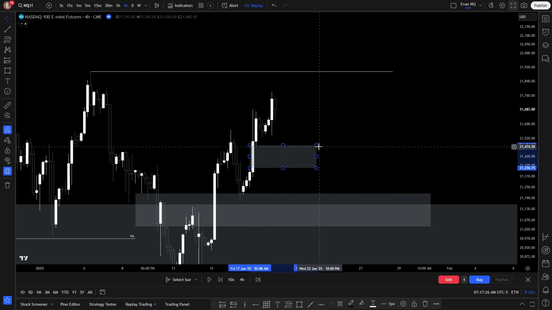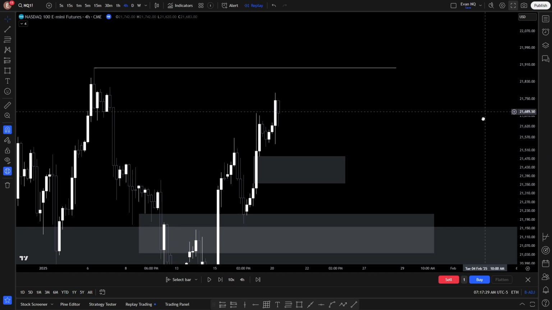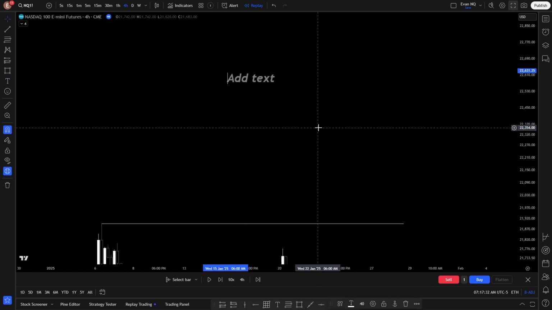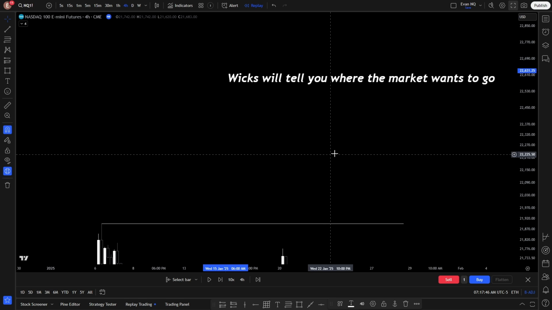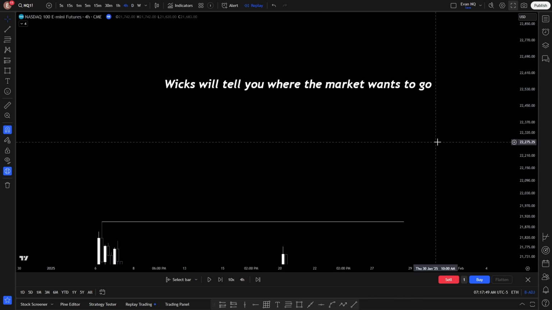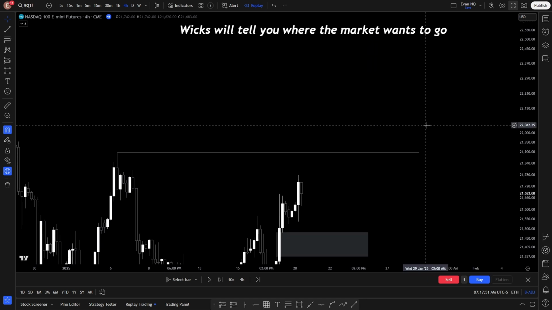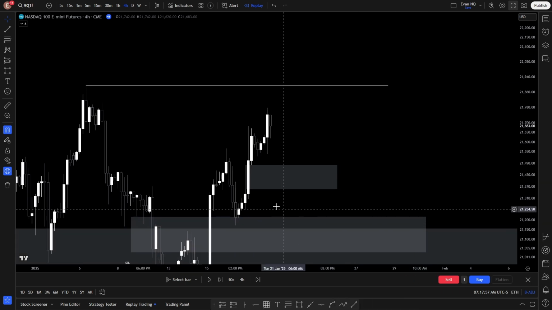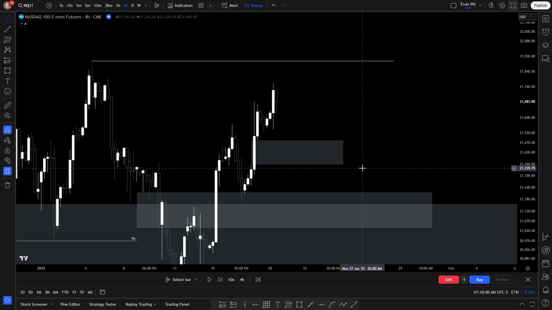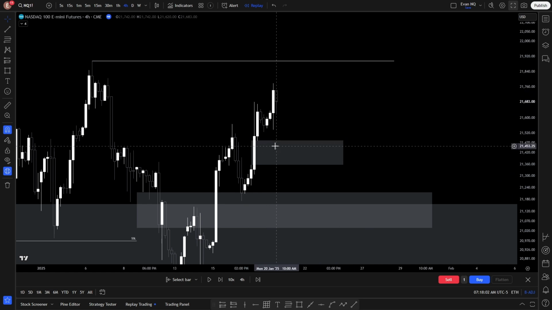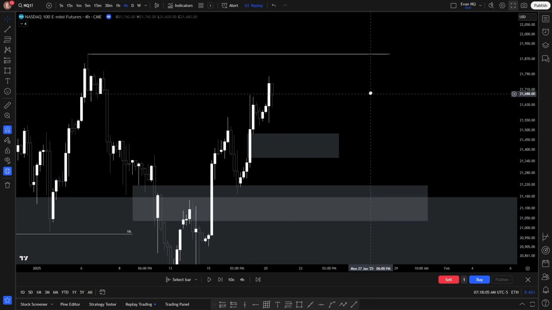So now, if you also see, we have a 4 hour. And another thing too, I want to point out to you guys is that wicks will tell you where the market wants to go. The wicks will tell you where the market wants to go, right? The wicks will always tell you. In this example right here, we have this bullish fair value gap. I want to see price come down into here to rebalance to see if we can go higher.